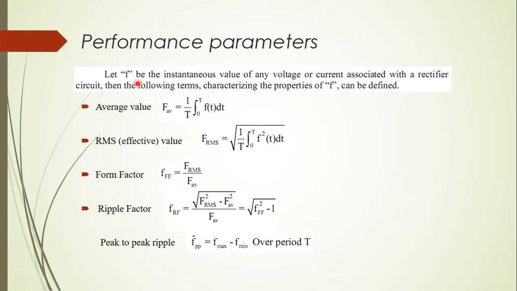So if F is the instantaneous value of either voltage or current, then you can simply find out the average value, the RMS value. We have done this in the earlier lecture. The form factor is just the ratio of the RMS and the average. The ripple factor, now this one is very important. Ripple factor is a measure of the deviation of your output voltage from an ideal DC. So this value gives you an indication of how much your output waveform is deviating from an ideal DC.